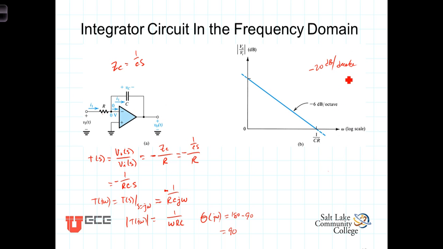On the other hand, when we're going from decade to decade, we're going 10 times. A constant step along the frequency axis represents a 10-fold increase. So we'd be going from 1,000 radians per second to 10,000 radians per second to 100,000 radians per second. The point where the line intersects the 0 dB point, which corresponds to unity gain, is the frequency 1 over RC. And that's known as the integrator frequency of this circuit.